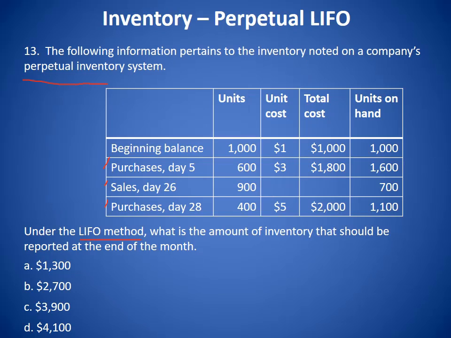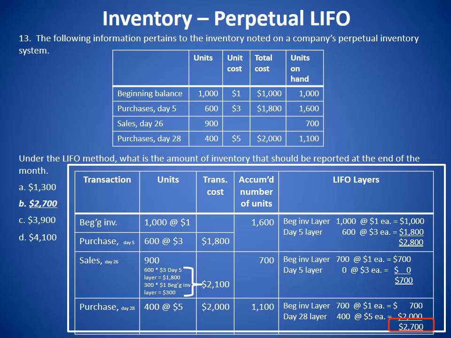Okay, let's take a look at the answer to question number 13. Again, under the LIFO method, what is the amount of inventory that should be reported at the end of the month? And again, we're told it's a perpetual inventory system. In this case, the correct answer would be answer B, $2,700. And I'm going to go through the transactions to see how I arrived at that calculation.